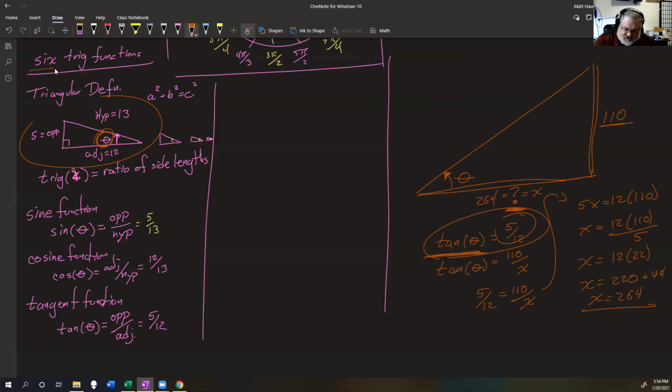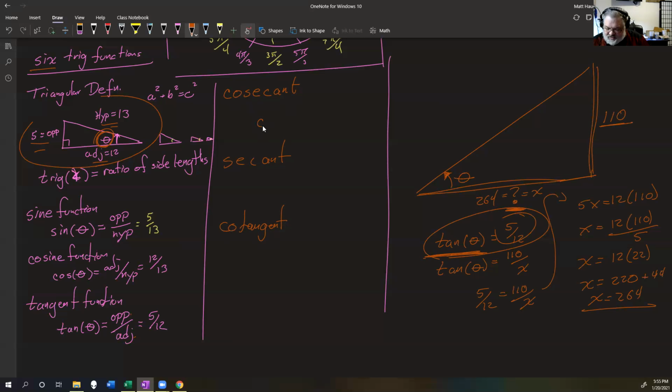So I said there were 6 trig functions. This is 3. We got 3 more to go, but we've already got the relationship between the opposite and the hypotenuse, the adjacent to the hypotenuse, the opposite and the adjacent. It feels like we're out of combinations. And we sort of are. The other 3 trig functions, the cosecant, secant, and the cotangent, aren't so much different ratios. They're just different orientations of these ratios.